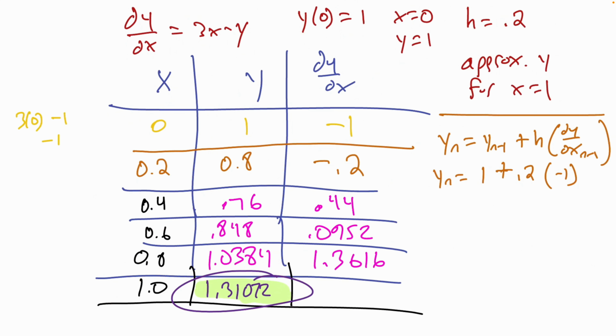That is Euler's method, AP Calculus BC, Lesson 7-5.